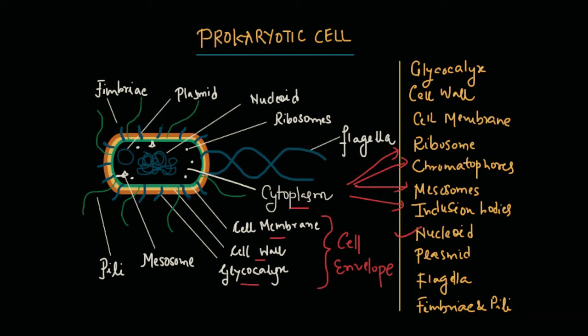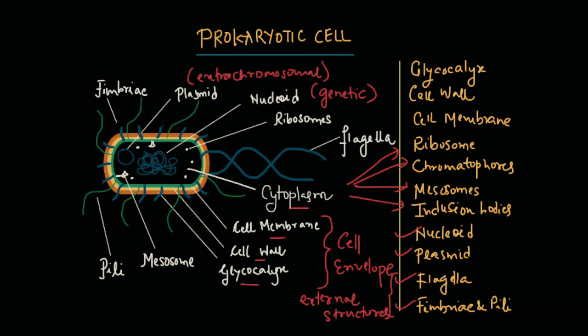Then we come to the nucleoid, which is an irregularly shaped region containing the prokaryotic genetic material. Apart from the nucleoid, we have plasmid, which is an extra-chromosomal segment of DNA. Then we have flagella, fimbriae and pili. These are external structures protruding out of the cell. They have their individual specific functions. Now we'll take a look at each of these prokaryotic structures in detail.